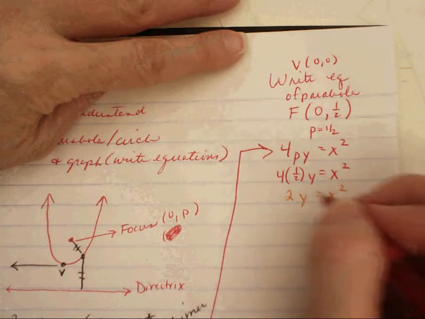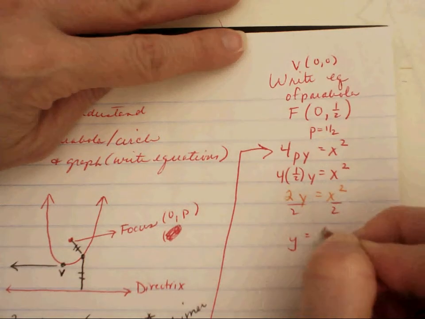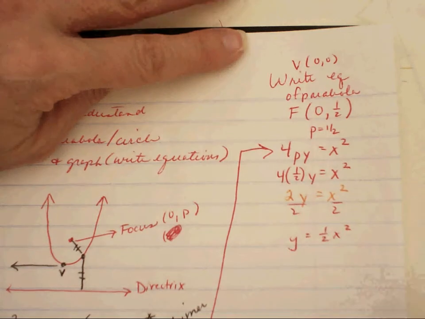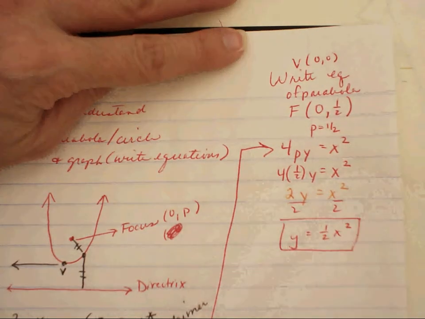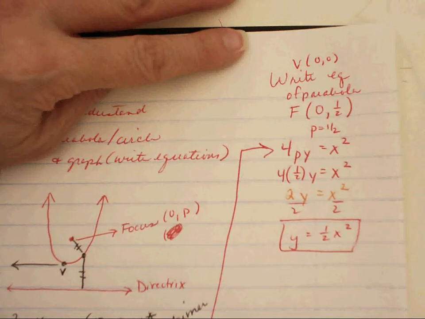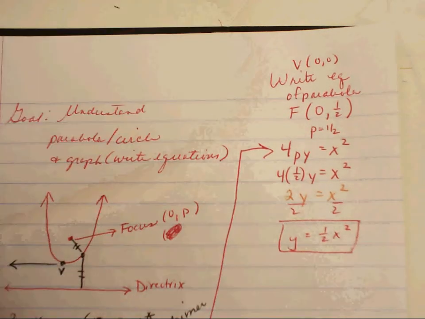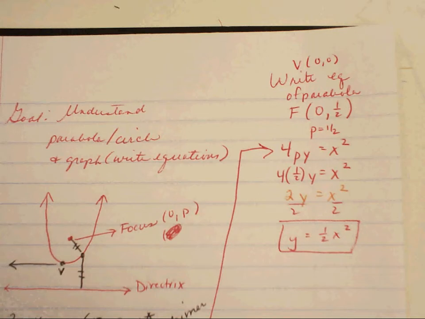Now I want to get y by itself because now I'm writing the equation of a parabola, not a line. What is the disclaimer that always has to be to use this method? 0, 0. Good, Emily. Divide by 2. Y equals either 1/2 x squared or x squared over 2.